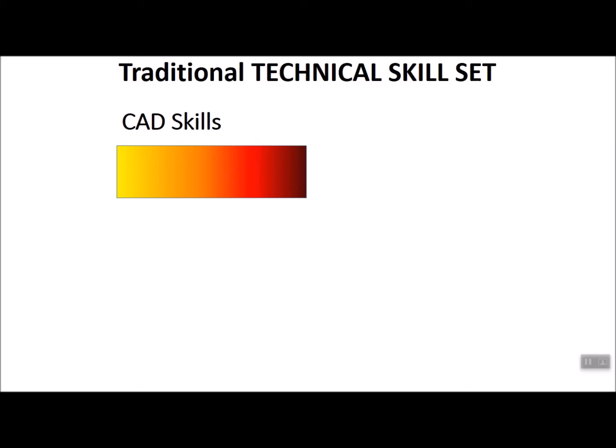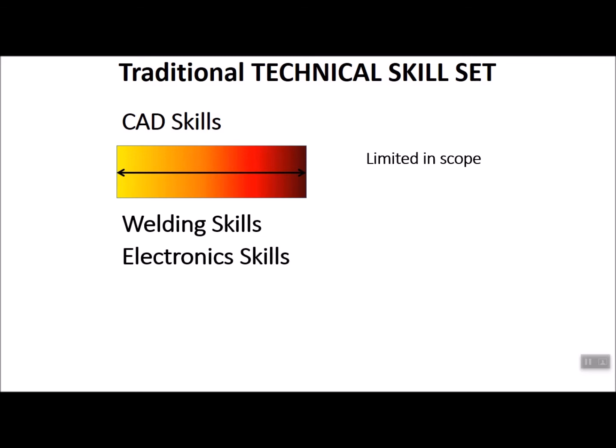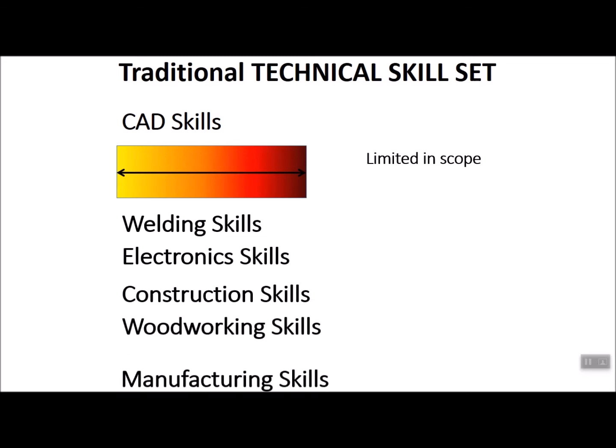Traditional technical skill set is limited, of course. If all you have are CAD skills, you have a limited skill set. And, of course, that's not a bad thing. It's good to have skills, but that's the same for all of these different industrial technology classes. They give you a limited scope of skills.